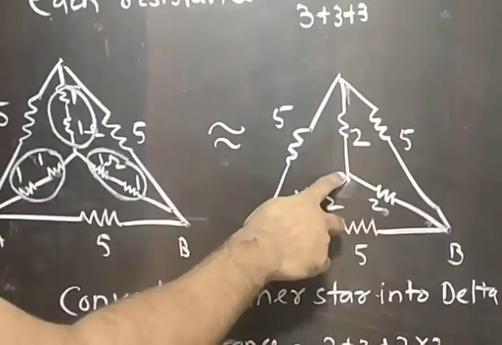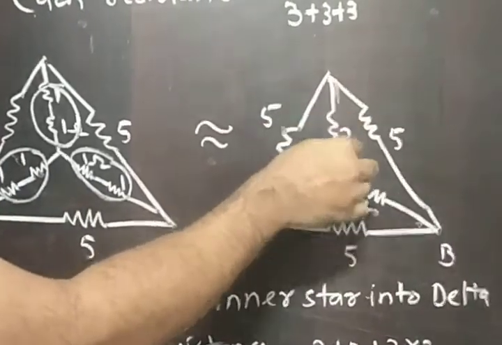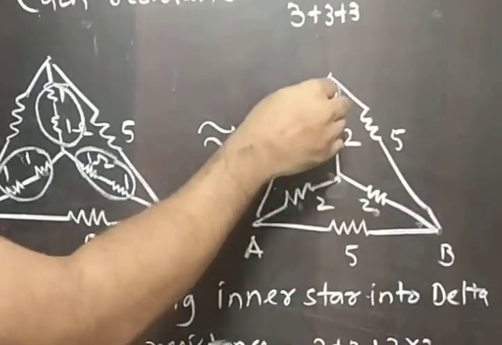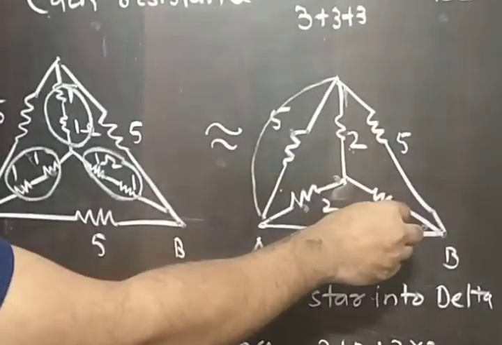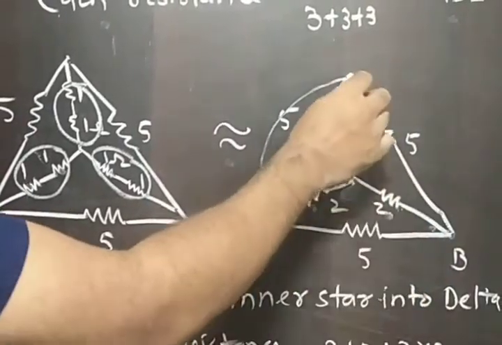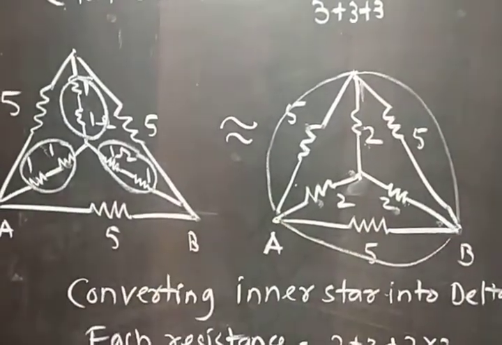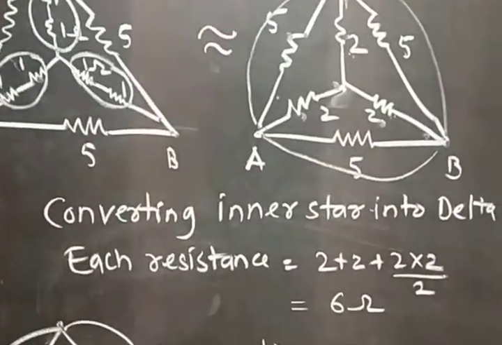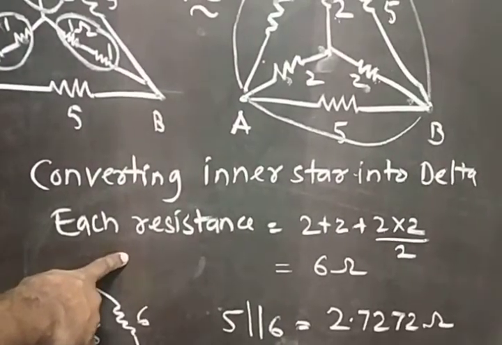So when you convert this internal star connection into its equivalent delta, this branch becomes in parallel with this 5 ohm. When you convert these two branches into its equivalent delta connection, it becomes parallel with this 5 ohm branch, and here it will become parallel with this 5 ohm. So we know the formula for how to convert star into delta.